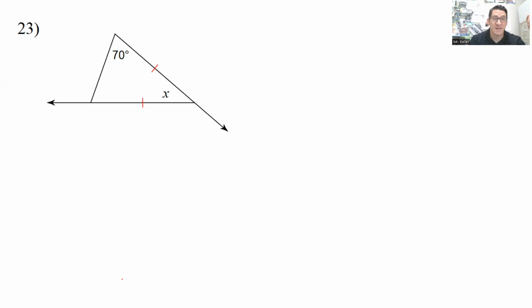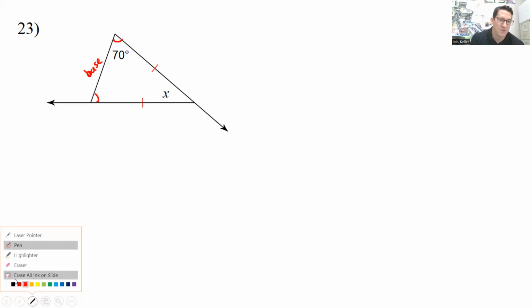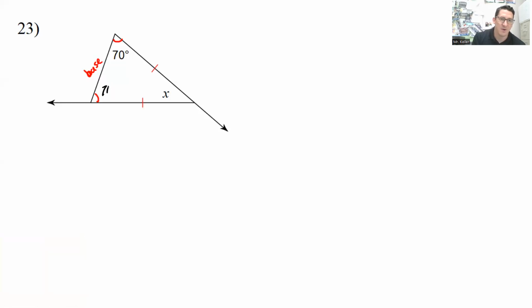Looking at this one, it is a little bit more complicated. We have here this is 70 degrees. This is the other base angle. This right here is the base of this isosceles triangle. Those base angles are congruent, so that means this is 70 degrees. We need to find X.